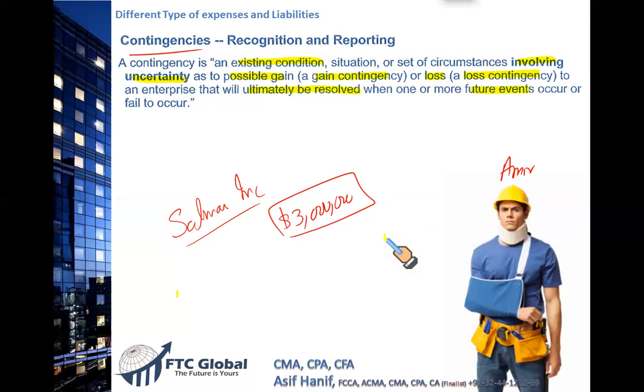So you got the idea. A case is in the court of law. If it goes against Salman, it's going to be a loss for him. So he's not sure what is going to happen. So it's a contingent loss. So you can say that this is a loss contingency for Salman and a gain contingency for Amir, and it is dependent upon the outcome of the future when the court decides on the case.